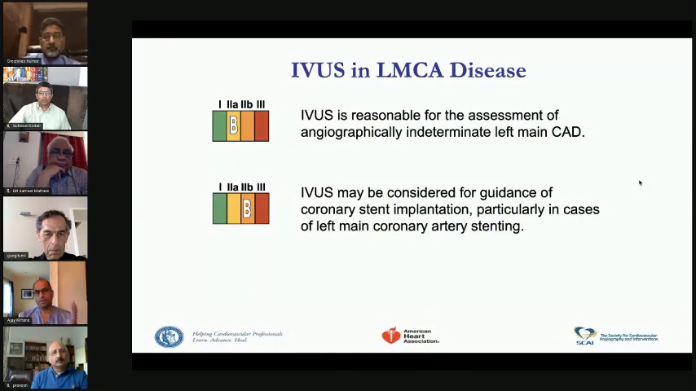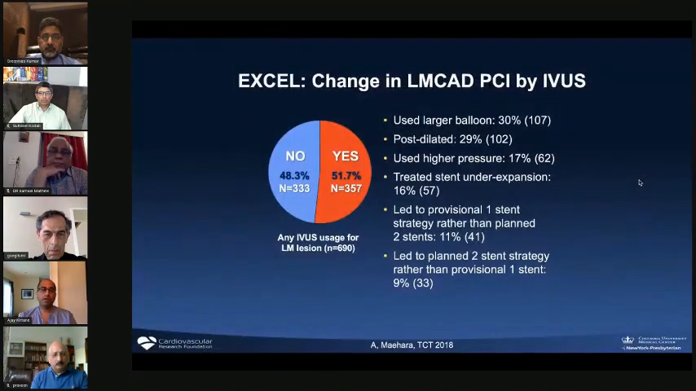IVUS must. Imaging is a must. Remember, it was used in up to 3/4 of patients in both EXCEL and NOBLE, and still we didn't completely match bypass surgery. So if you're going to stent the left main, you need to image. And you actually will change what you do.